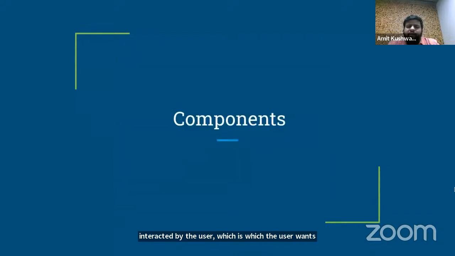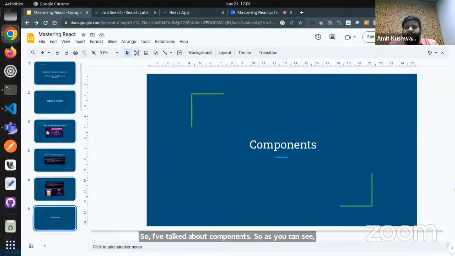So I've talked about components. Let me show an example. A component is nothing but small modular or reusable pieces of code that we can write across, and which we can easily write, so that they can form the entire application.